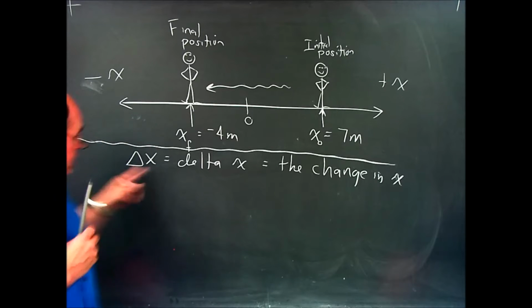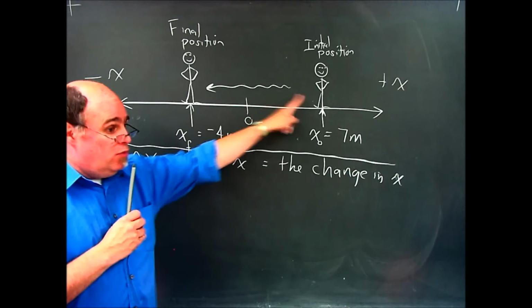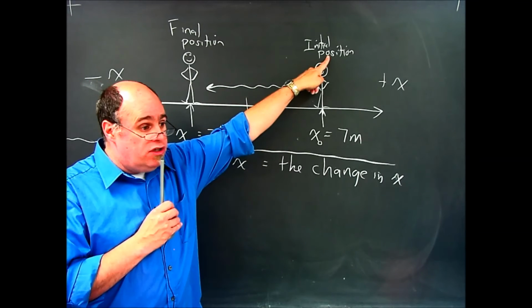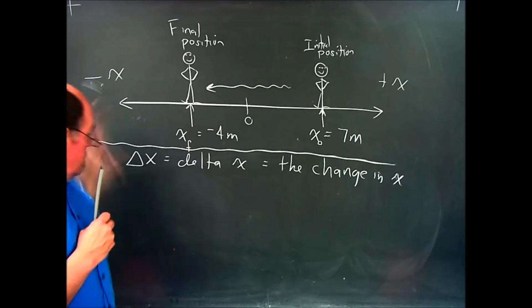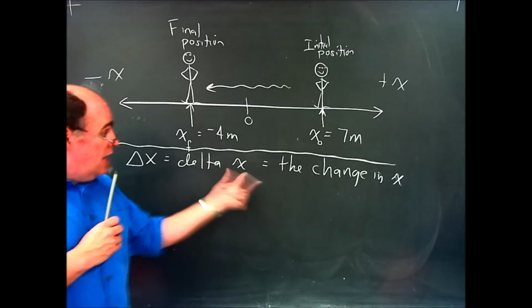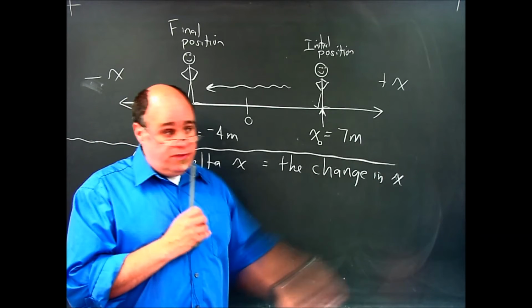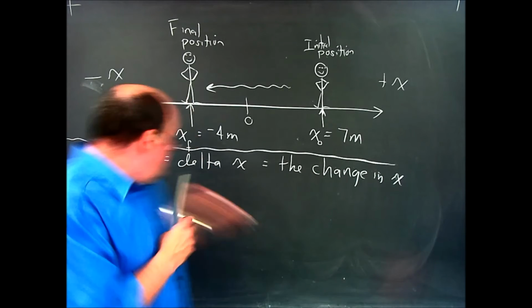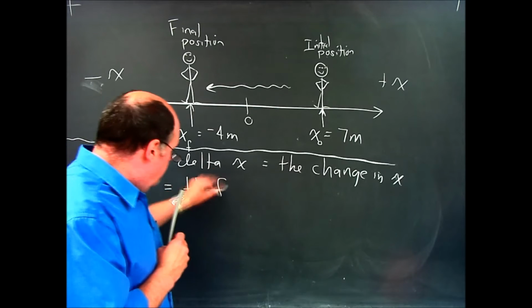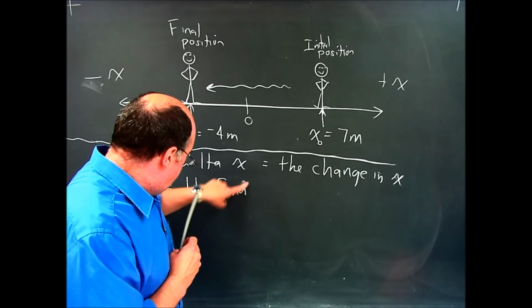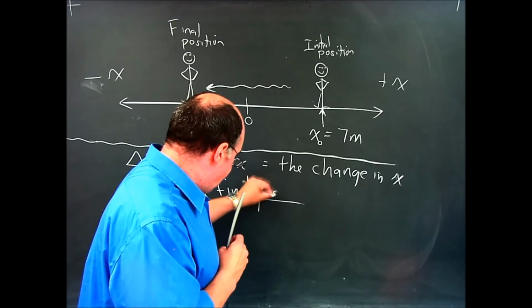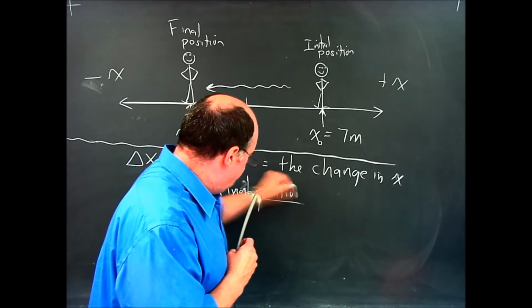So later on, you see, the person here is going to be moving. So they're going to be moving their position. They have an initial position, and later they're going to have a final position. So delta x is written this way, delta x, and it equals the change in x. So what does that mean? It's also written as the final position in this case minus the initial.